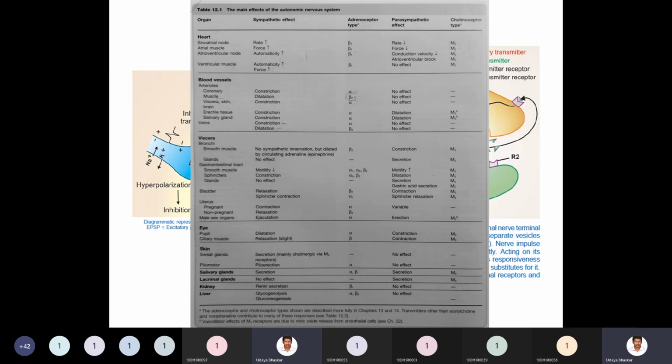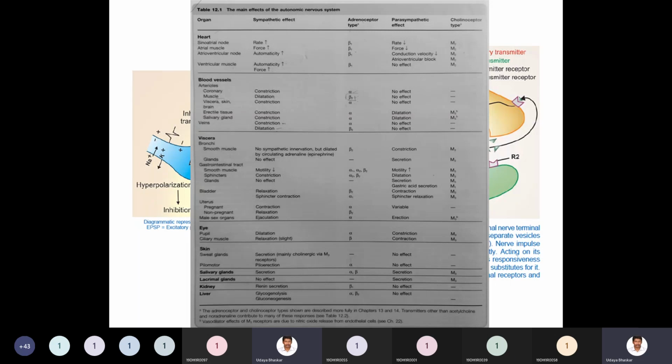And if you see viscera, bronchi, that is lungs. In the lungs, smooth muscle has no sympathetic innervation. You have to remember that. But it is dilated by circulating adrenaline. That means the adrenaline present in the blood will make the smooth muscle dilate. And for glands, there is no effect for this one.